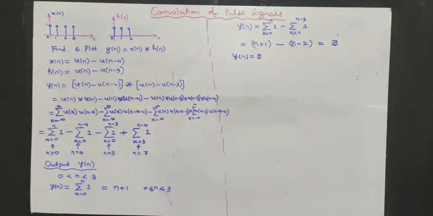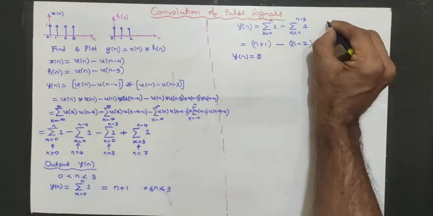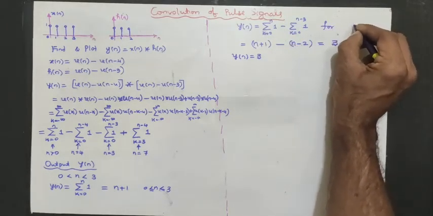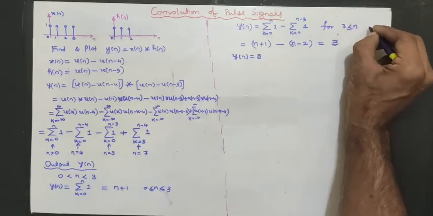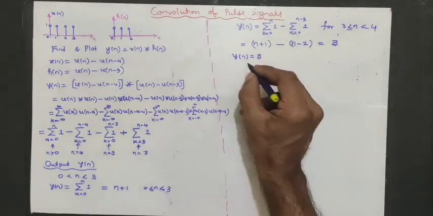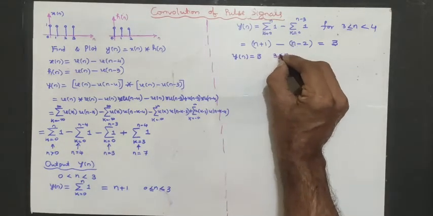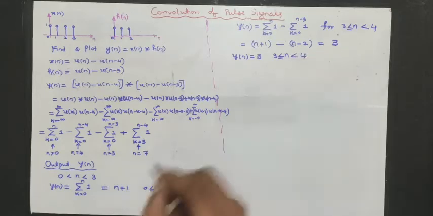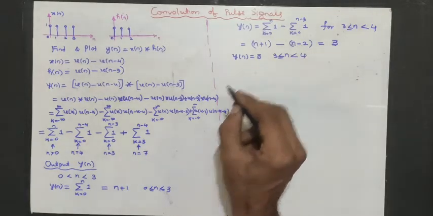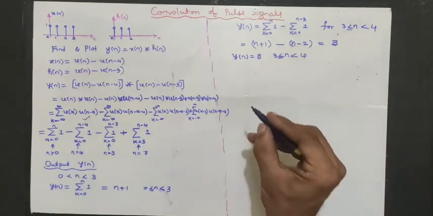Now what about this term? y(n) is equal to 3 for n greater than or equal to 3 and less than 4. Correct? At 4, what happens? At 4 this term gets added.